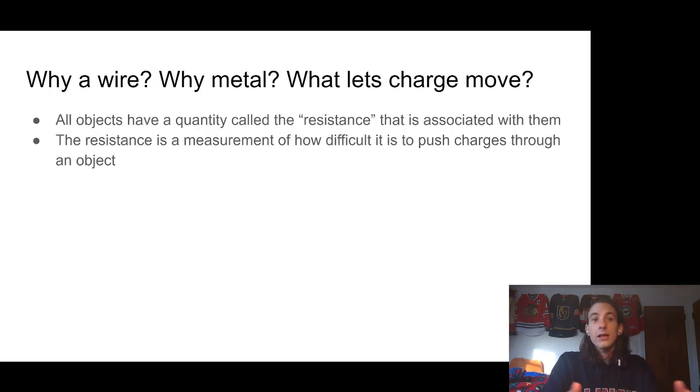Yeah, okay, cool. So then if we're thinking about, hey, when we're connecting it, why are we using a wire? Why is it metal? Why does that let the charge move? What we're going to say is that all objects have this quantity associated with them called a resistance. And this resistance is unique to how an object is set up and what material that object is made out of. The resistance is just going to be a measurement of how difficult it is to push charges through an object. That's the most basic way we can think about resistance.